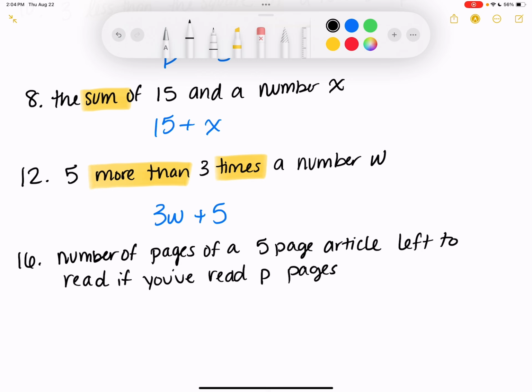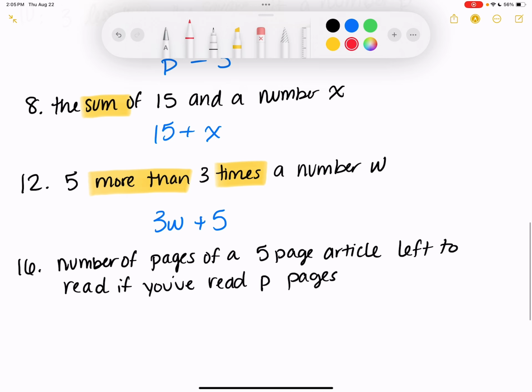You say it. 5 minus p. Yep, 5 minus P. We understand that one? See why it is that? Okay.